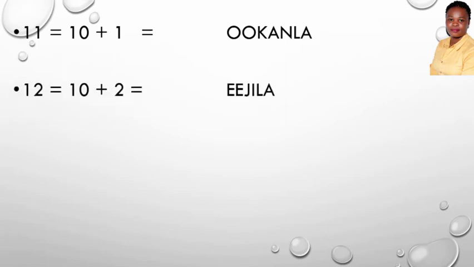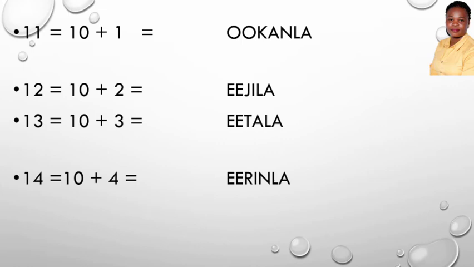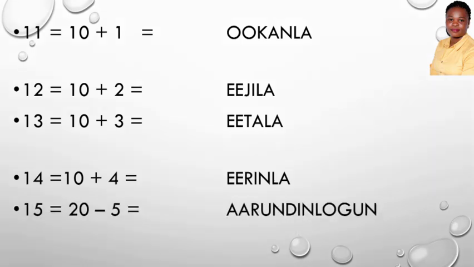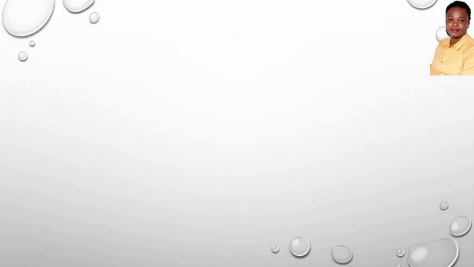Now look at this. 10 plus 1, that is 11 ọ̀kànlá, 12 èjìlá, 13 ẹ̀tàlá, 14 ẹ̀rìnlá. Now look at 15. 20 minus 5 will give you 15. Àrúndínlógún. Do you get it? Àrúndínlógún, not àrúnlá. You understand?